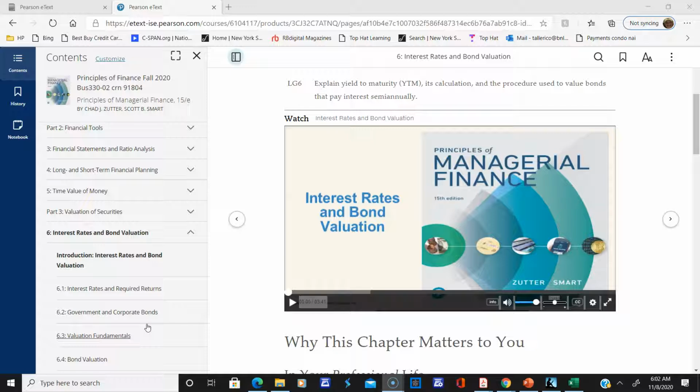What I'd like to do is talk about Chapter 6 now. We're going to introduce Chapter 6, which is bonds, interest rates, and how bonds are calculated.